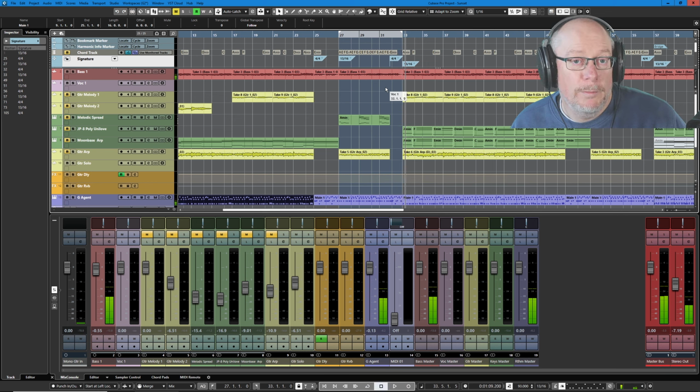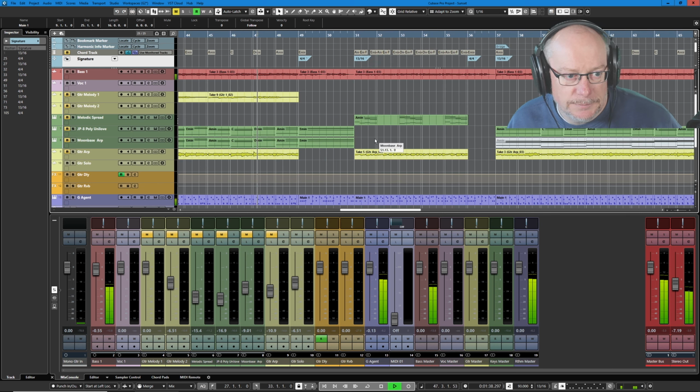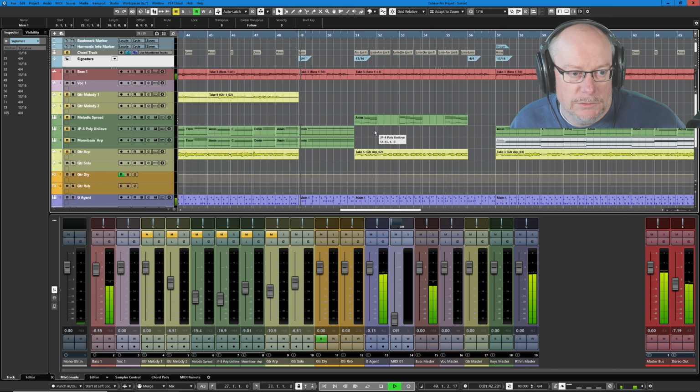So we just have 1 bar moments of 4/4 that break up the pattern. Let's have a listen to a 2 bar example of that kind of thing. So here we are in 13s and 4s.